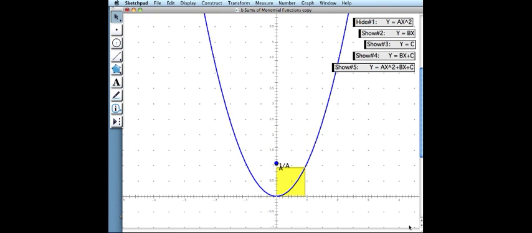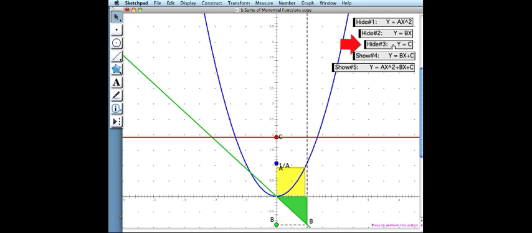Now, we're ready to examine the sum of the three monomial functions: y equals ax squared, y equals bx, and y equals c. So, the sum of these functions is y equals ax squared plus bx plus c. And, its graph is shown here as a black parabola.